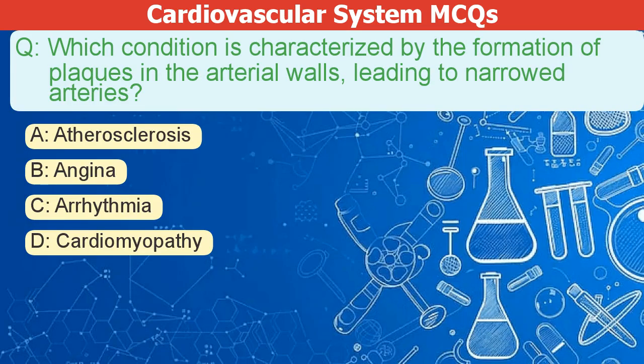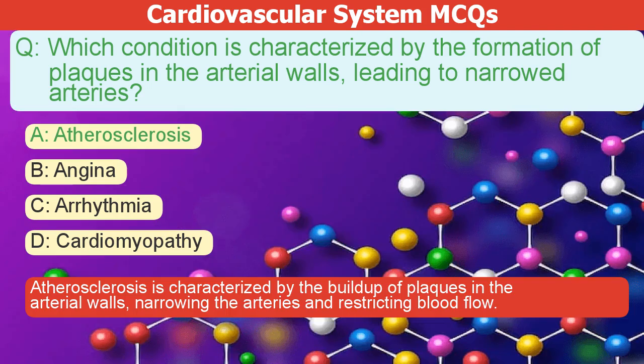Which condition is characterized by the formation of plaques in the arterial walls, leading to narrowed arteries? A. Atherosclerosis. B. Angina. C. Arrhythmia. D. Cardiomyopathy. The correct answer is A. Atherosclerosis is characterized by the buildup of plaques in the arterial walls, narrowing the arteries and restricting blood flow.